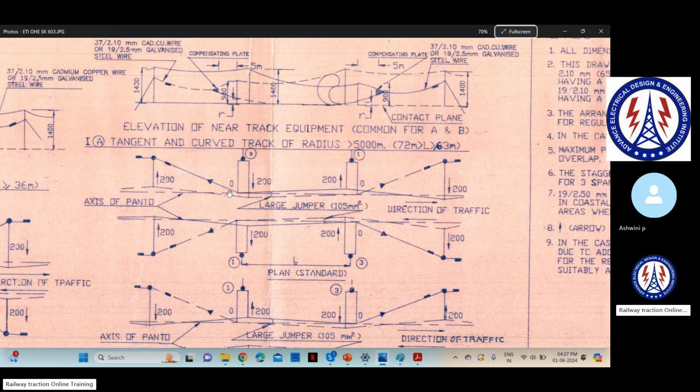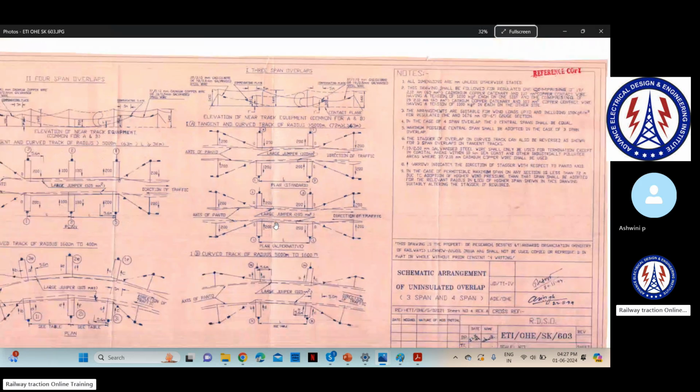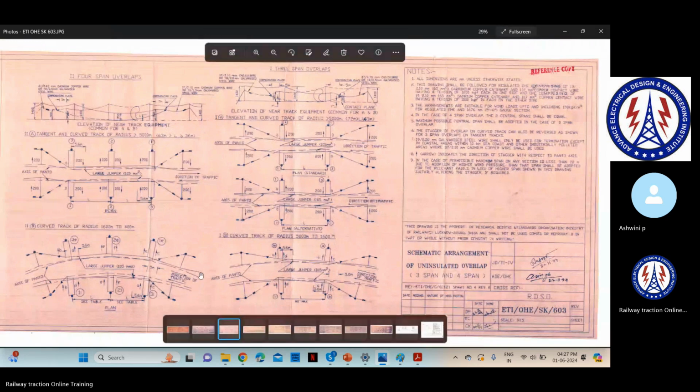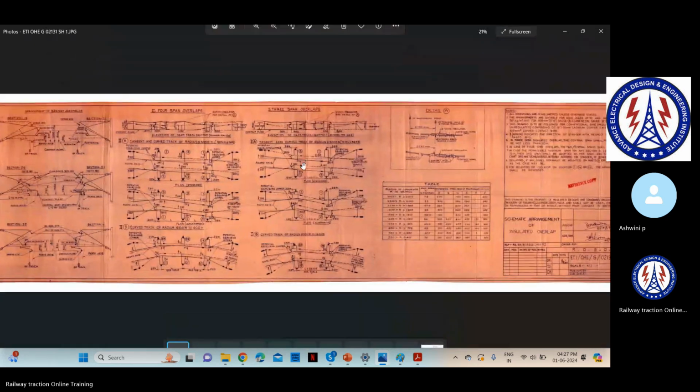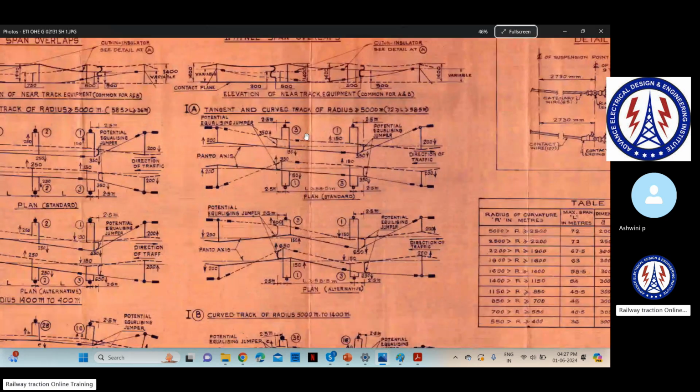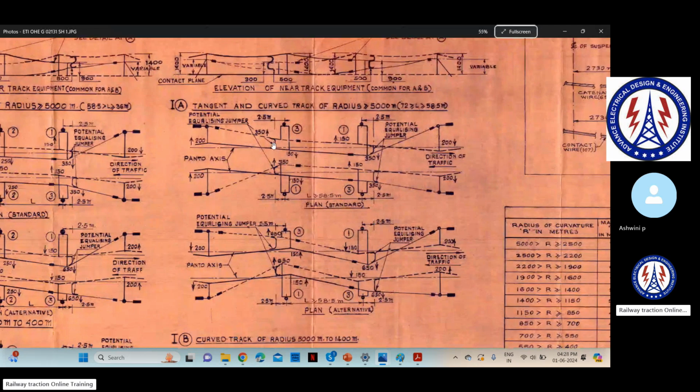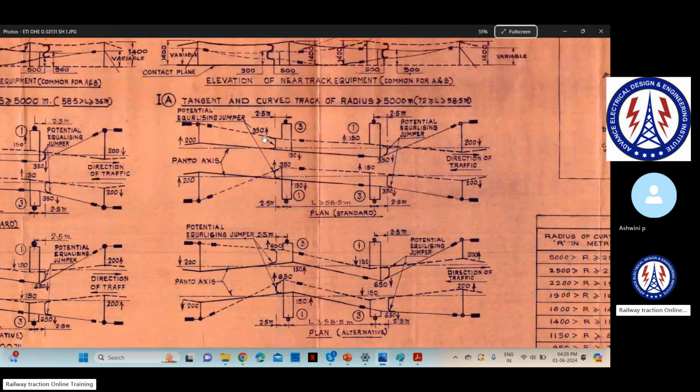Observation is very important, guys. The drawing. One point is the jumper. Here, the jumper position you can see. This is called an equalizing jumper, not a continuity jumper. The potential equalizing jumper is called an F jumper. Yes, this is called an F jumper.